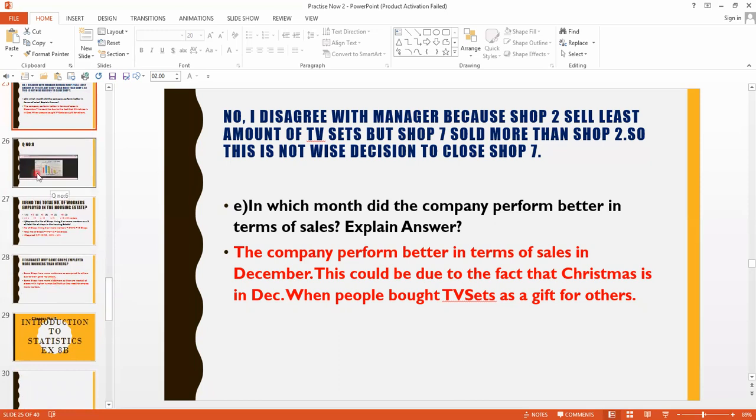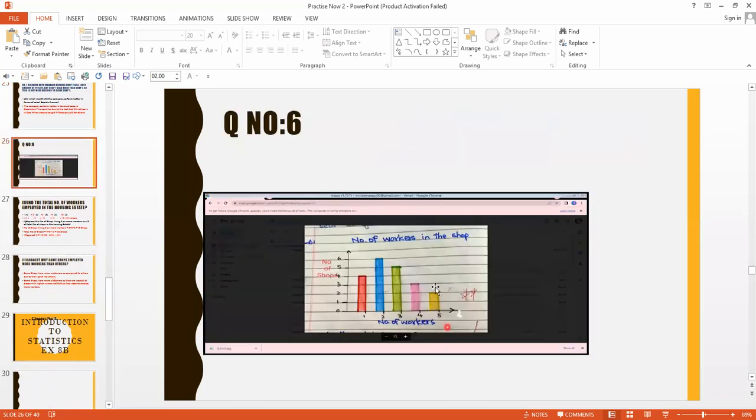Okay. Now we come to the last question of this exercise, that is question number 6. According to this question, the number of workers and the number of shops are given, and you have to look at the bars. Number of workers: 1 worker works in how many shops? 4. 2 workers work in 6 shops, 3 workers work in, look here, 5 shops, and 5 workers work in 2 shops.